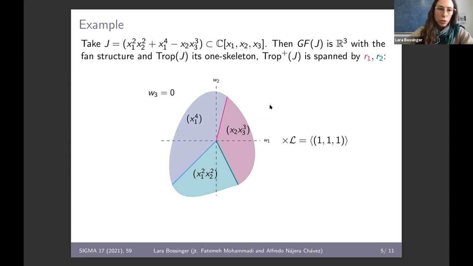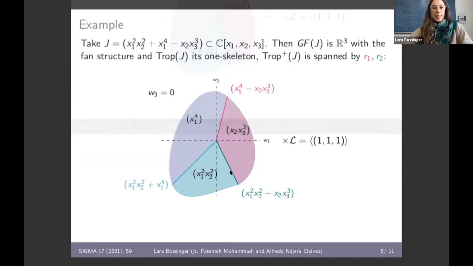The reason I have drawn only a two-dimensional picture is that homogeneous ideals always have what is called the linearity space. So if I pick a weight that lies in the span of this (1, 1, 1) vector, then the initial ideal will not be different from the original ideal. That's simply because (1, 1, 1) is exactly the grading that makes J homogeneous. So if I quotient out by that one-dimensional linear subspace, I get a two-dimensional Gröbner fan, and I can draw it, for example, in this hyperplane w3 equals 0.